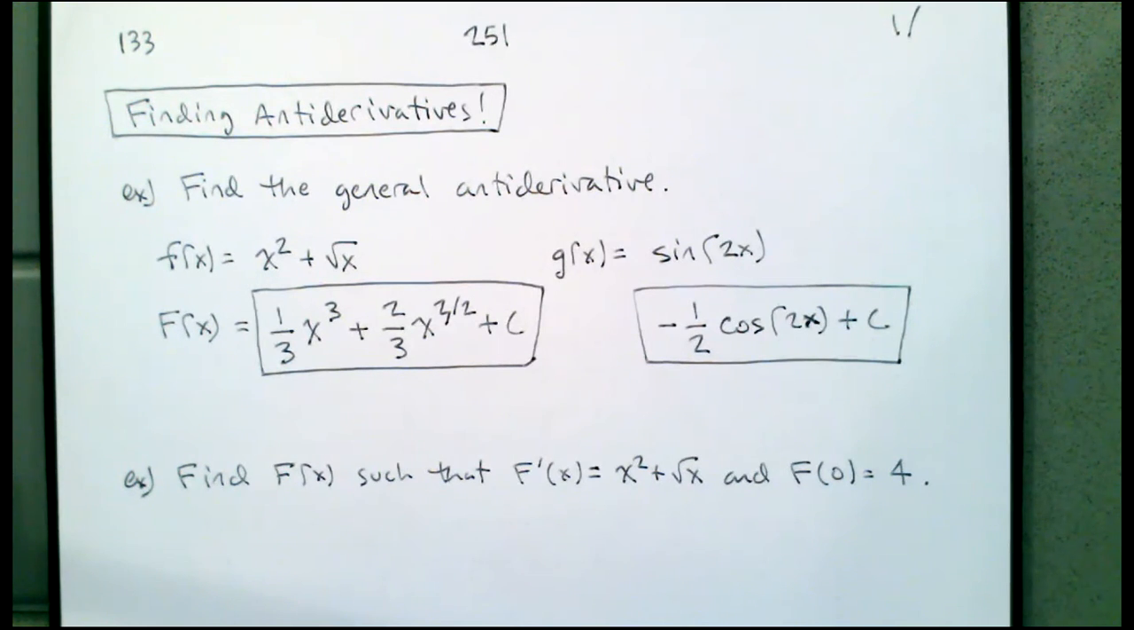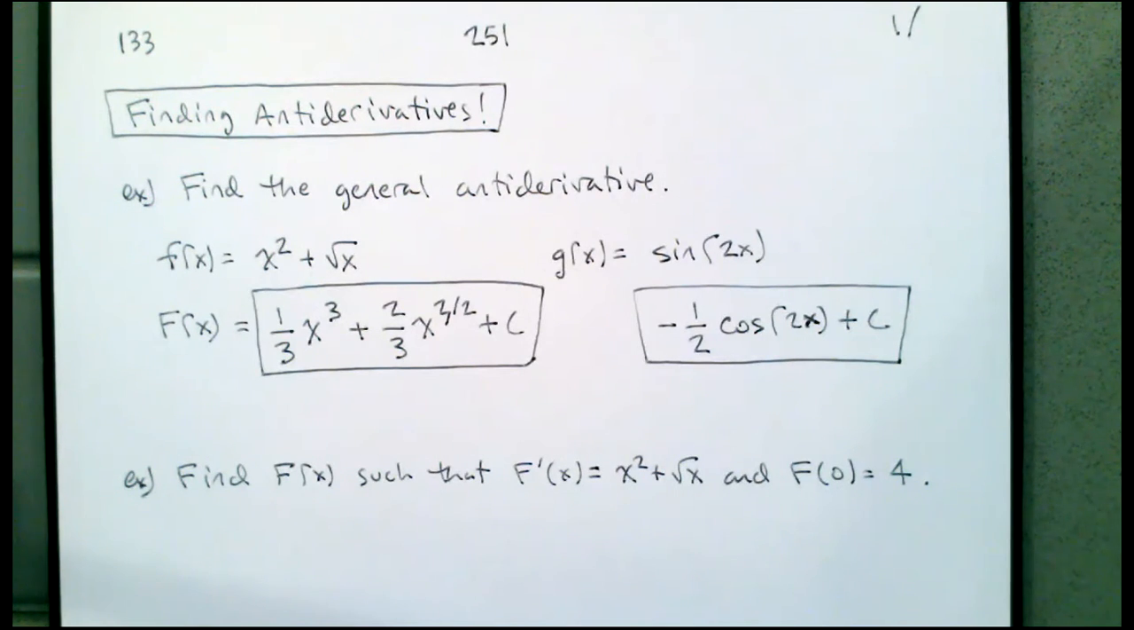Now let's look at this second example. It looks like it has the same thing. Find capital F such that capital F prime is x squared plus square root of x. That is, find the general antiderivative. But then we have this additional piece of information: F of 0 is equal to 4. That's a piece of information about the function that will let us figure out what the plus c is.